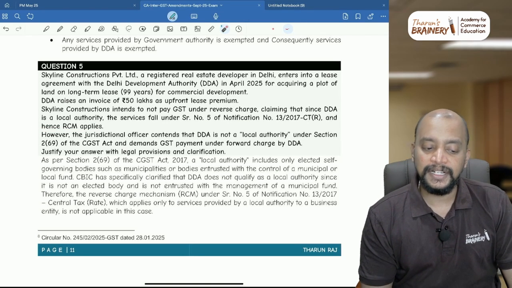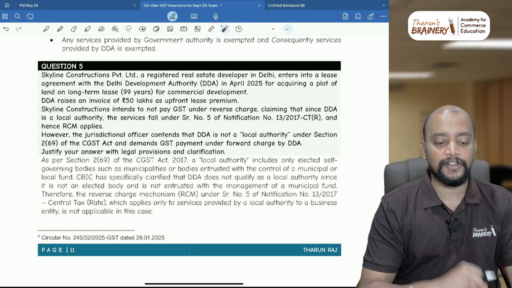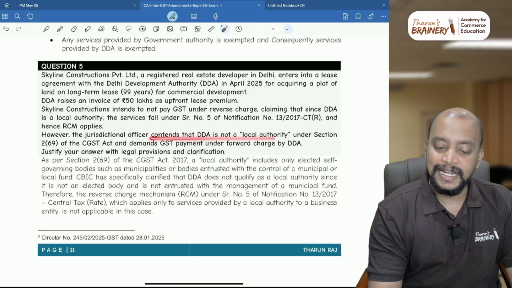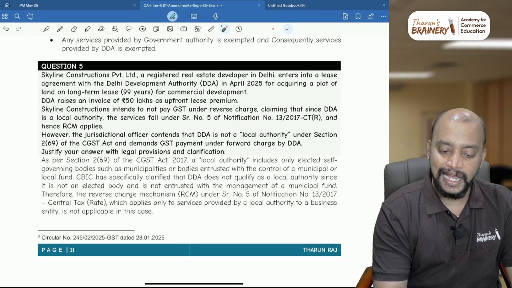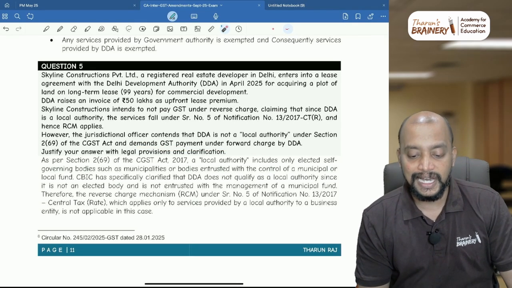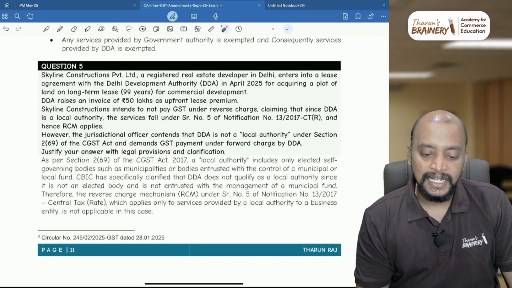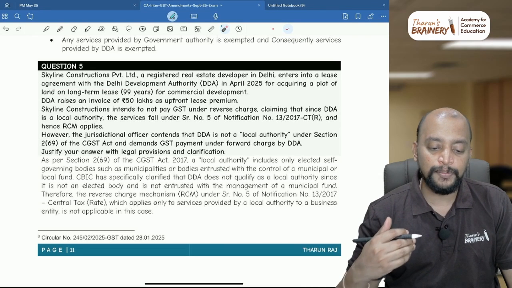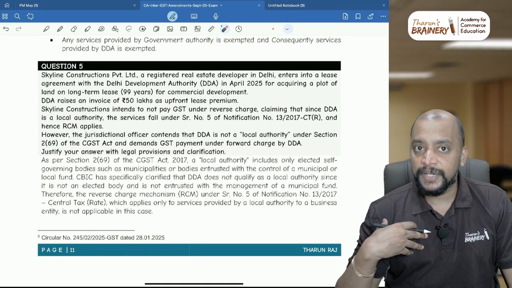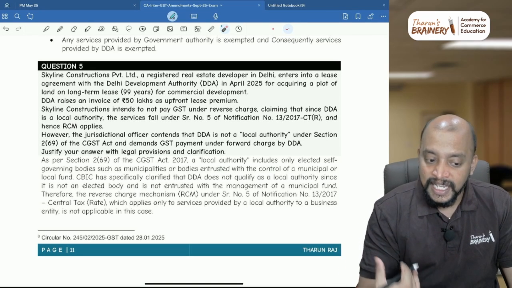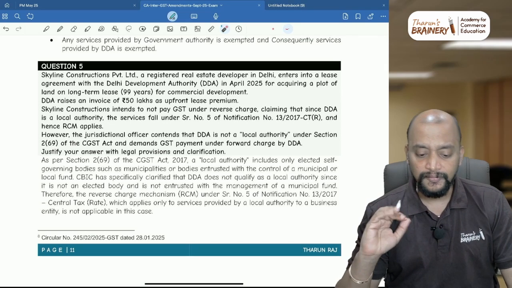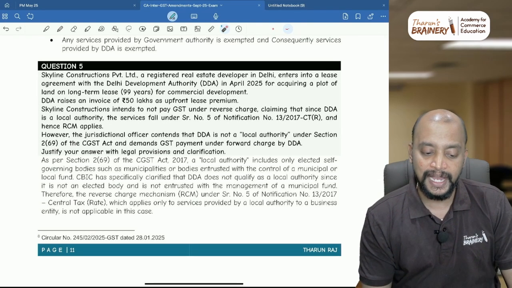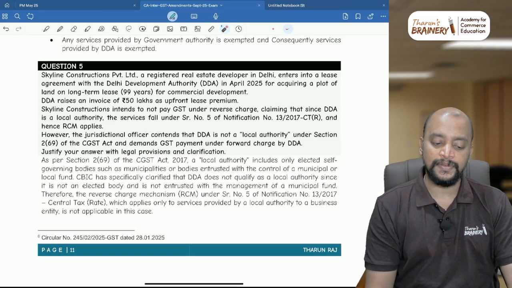So basically they enter into lease agreement for acquiring a plot of land. However, the jurisdictional officer contends that DDA is not a local authority under section 2(69) and demands GST payment under forward charge by DDA. So basically, Delhi Development Authority is the supplier which is giving the plot of land to Skyline Constructions. But the officer is telling it will come under forward charge, Delhi Development Authority has to pay GST. Justify your answer with the legal provision.